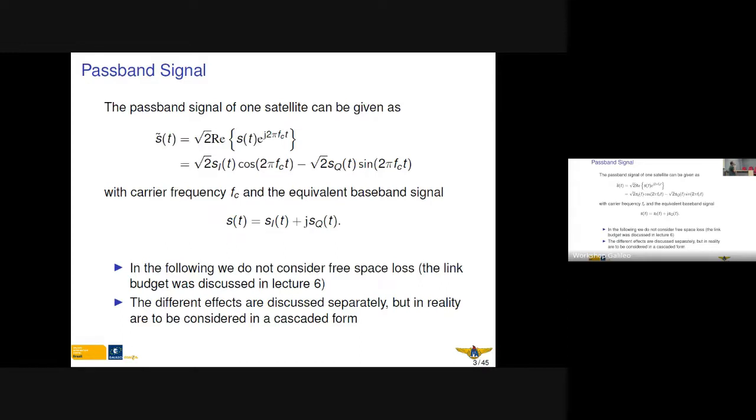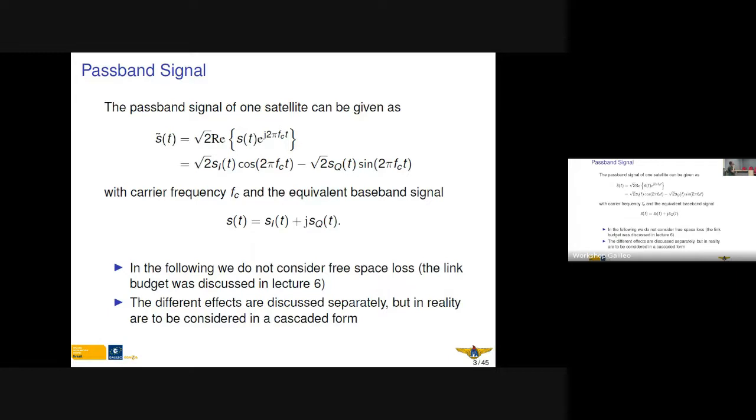Yeah, in the following, we do not consider the free space loss. And I have to correct this. This in brackets is not, I will delete that, because this is a link from my lecture at the university. I have a dedicated lecture on link budgets and payload effects, but we don't have time during this course to look into this.